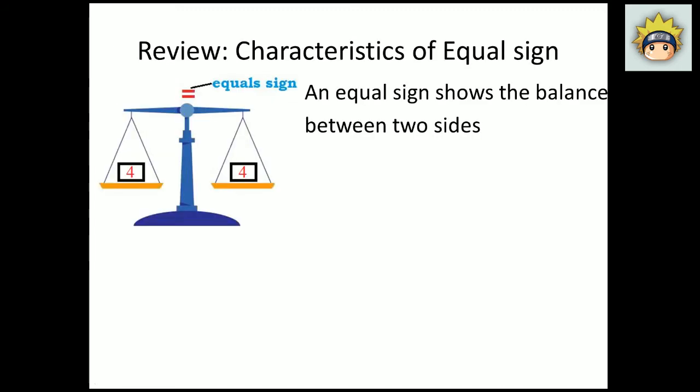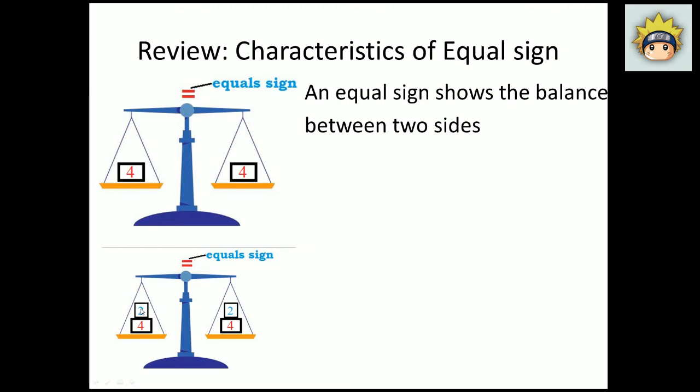Next, let's look at the characteristics of the equal sign. We say that an equal sign shows the balance between two sides. So you should see a 4 here and a 4 here. This should balance. That is correct because of the equal sign. Notice that is the scale.